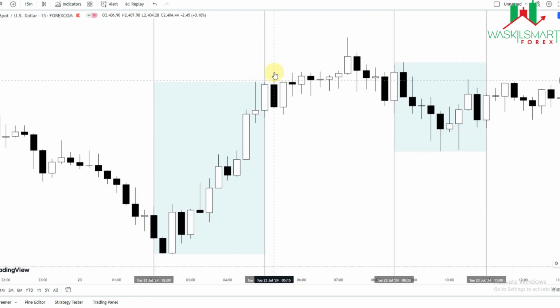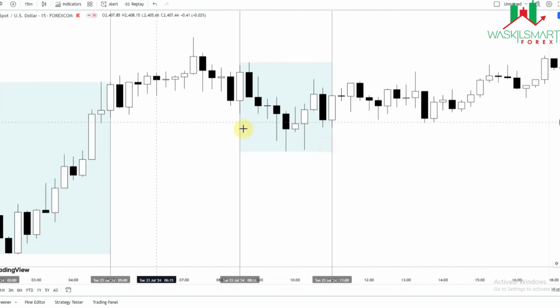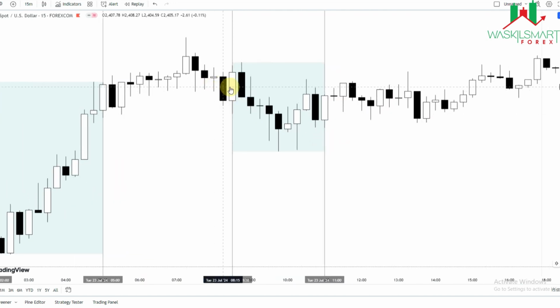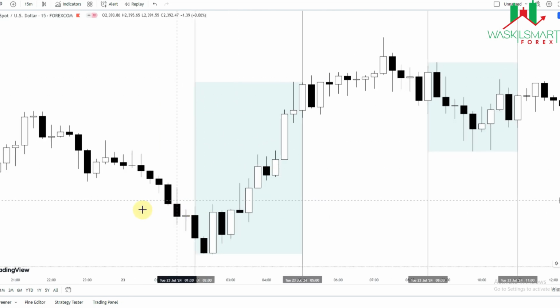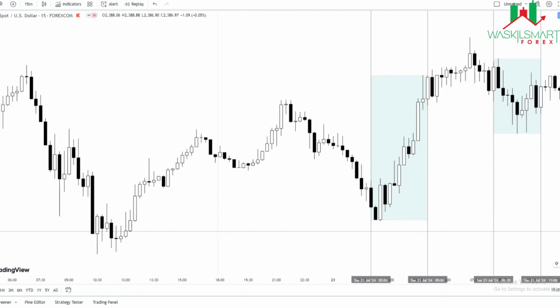So I want to see what the market is doing inside this kill zone. The moment the market is out of this kill zone with two candle closes, 1, 2, I am not looking at anything again. The moment the market begins 1, 2, then 1, 2 close, I'm not looking at anything again. Do you understand? So let's look at this day.